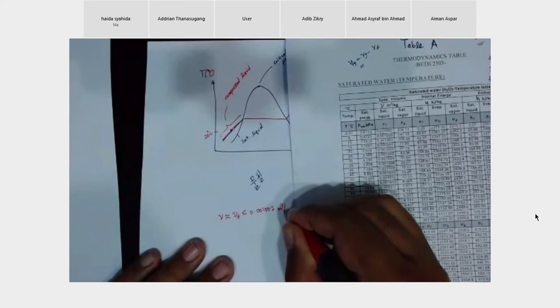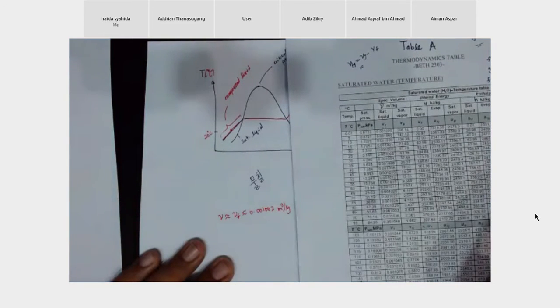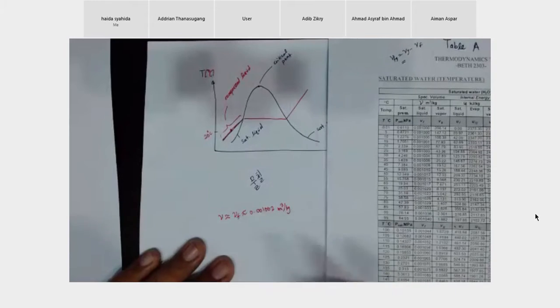meter cube per kilogram. Okay, so tonight class nanti 9:30 lah, sebab saya 9:30 saya ada kelas lain pula. Saya sibuk. Semua kelas free malam-malam ni.